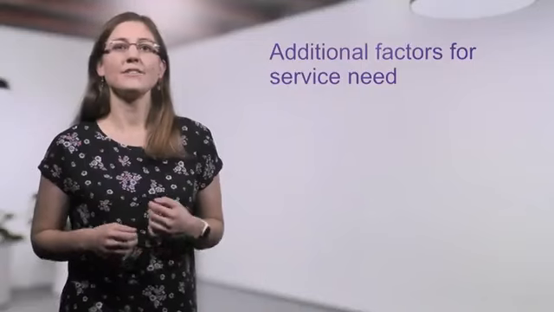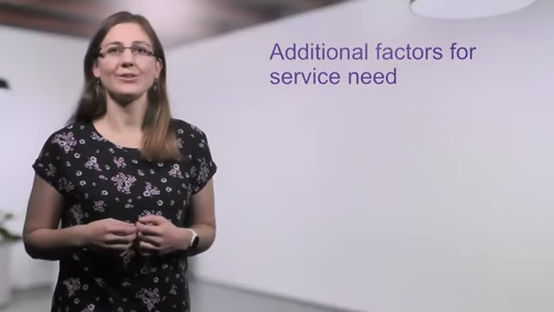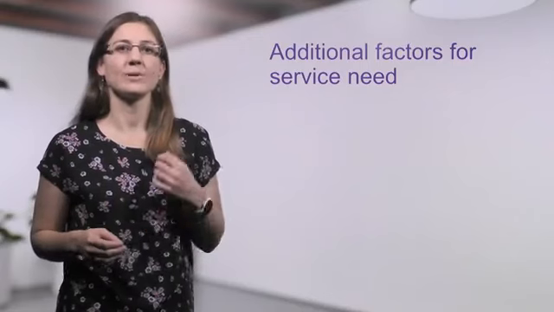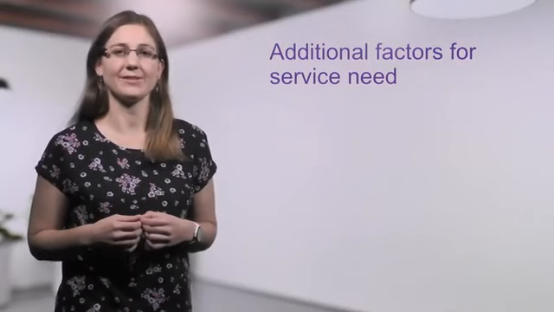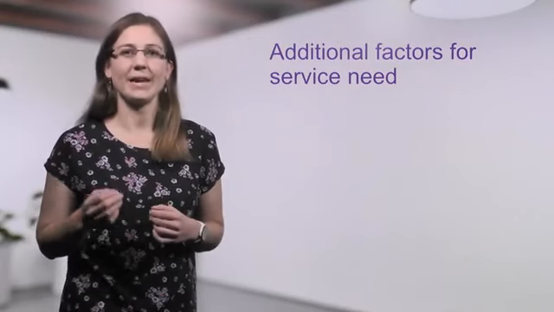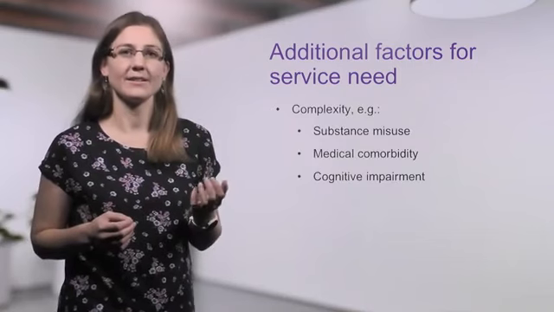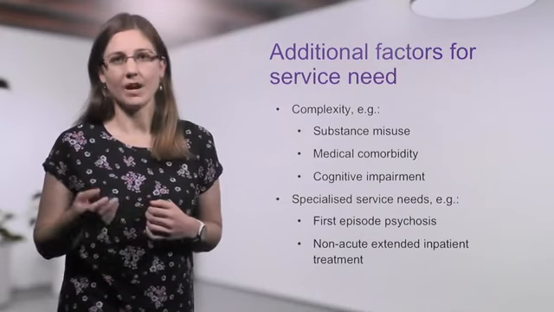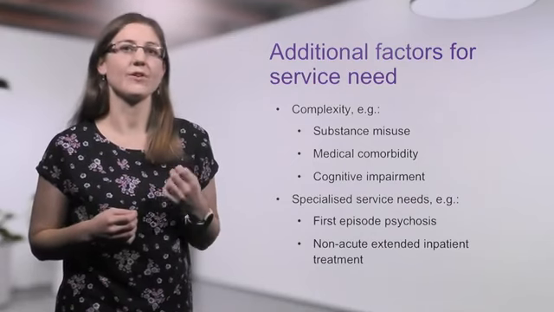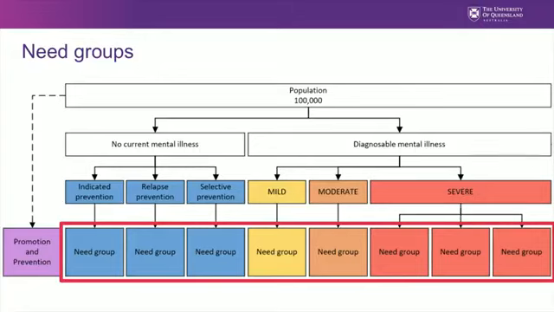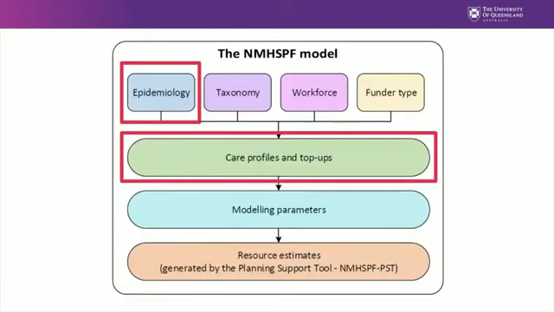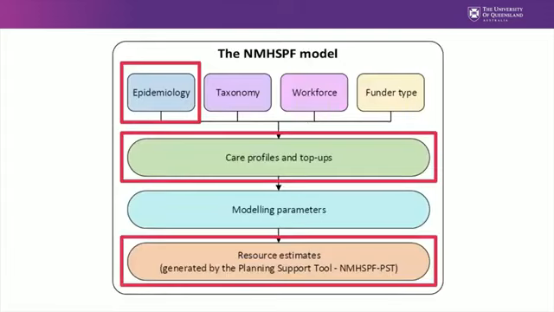Additional factors beyond severity are used to create need groups that represent people with similar service needs, particularly for populations with severe mental illness. The need groups are based on additional complexity, such as comorbidities, or specialised service needs, such as young people experiencing their first episode of psychosis. This modelling results in multiple different need groups for each age group. The framework then outlines care profiles and resourcing required for each need group.